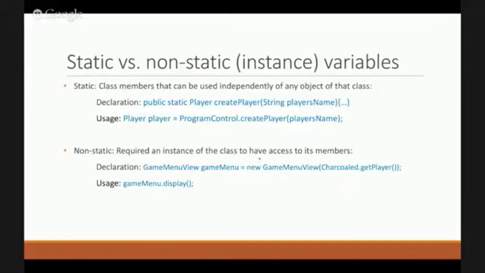The other example below, the non-static: whenever we want to use a member of an object that is non-static, we need to instantiate the object, as an example here, GameMenuView gameMenu equals new GameMenuView. So we're basically instantiating an object of type GameMenuView and assigning it to the variable gameMenu. And then finally, in usage, we can use the gameMenu.display method.